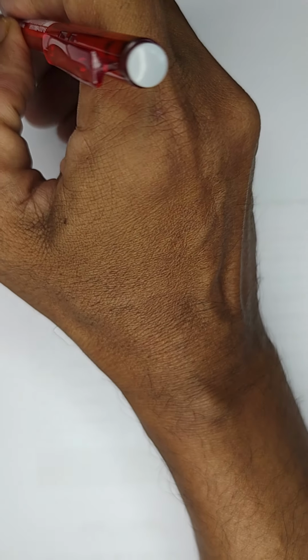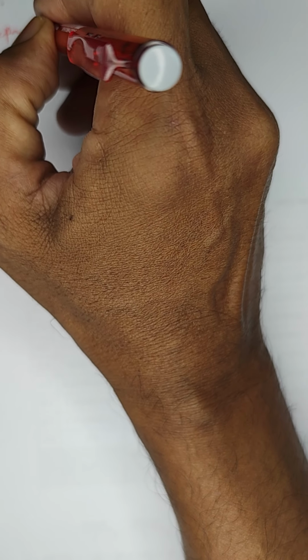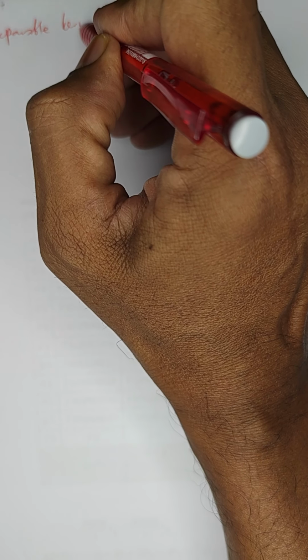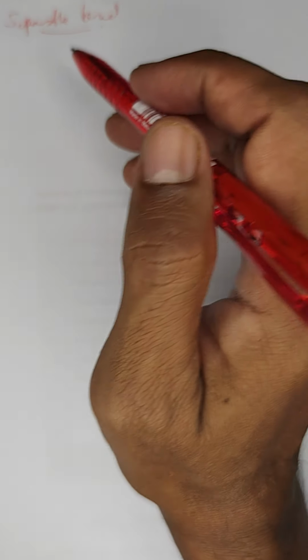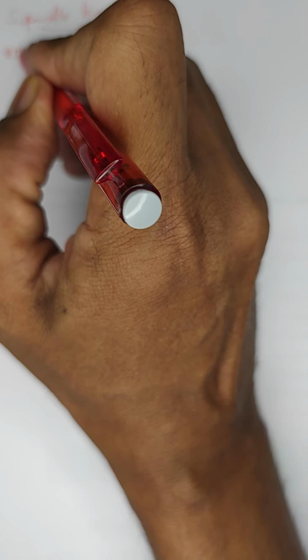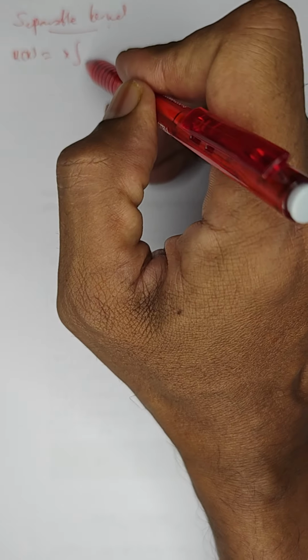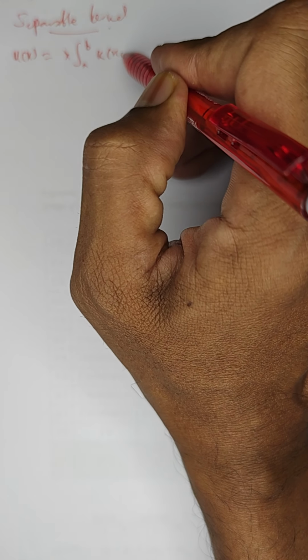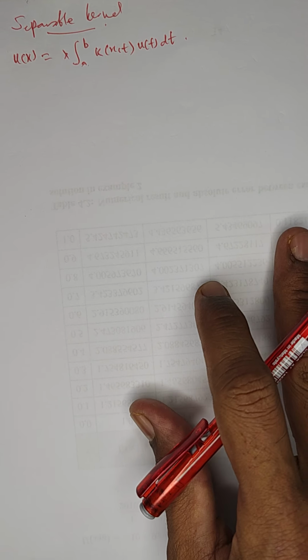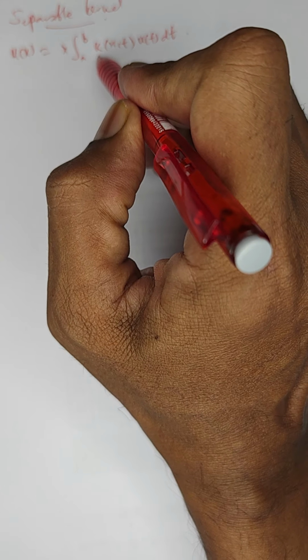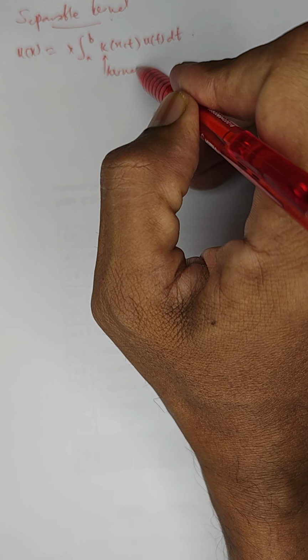First we consider the homogeneous integral equation with a separable kernel. What does separable kernel mean? For the homogeneous random integral equation, which is of this form, u x equals lambda integral a to b K x t u t dt, we call K the kernel. This is named the kernel, which is known.